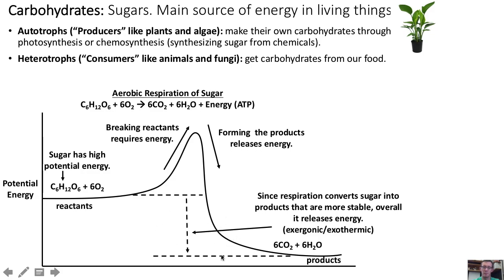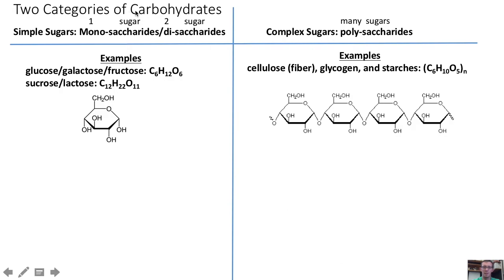It releases energy overall. Now, carbohydrates can be divided into simple carbohydrates like monosaccharides or disaccharides, literally just clumps of one or two sugar molecules, or complex carbohydrates, polysaccharides, which just literally means long strands of many sugars.